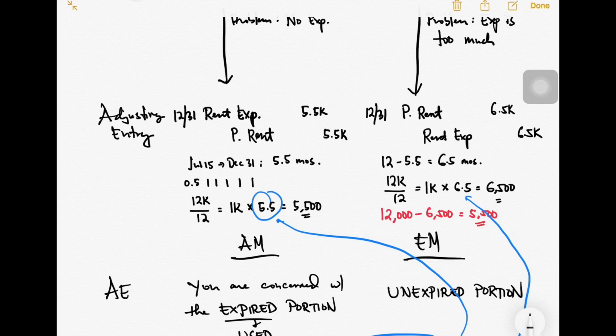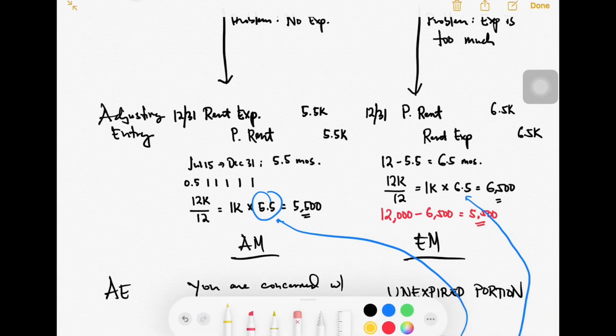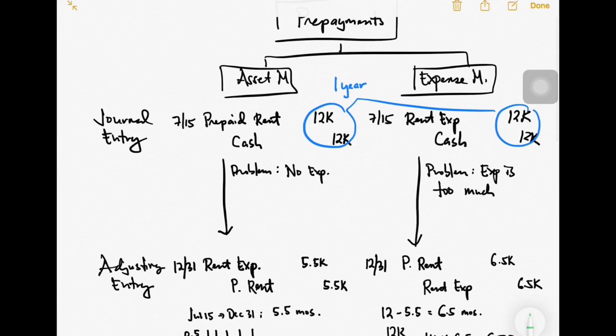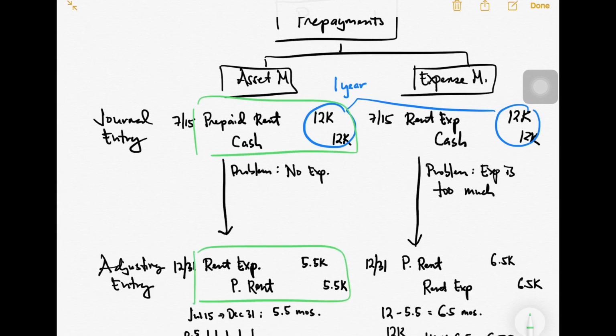And now let me compare the amounts under both methods. They're actually the same. So let's use first the one under asset method, this one and this one. For the amount of cash, it's negative 12,000 because it's deducted, it's credited. While for the amount of prepaid rent, you have 12,000 minus 5,500, so that's 6,500, right? And then for the rent expense, that's 5,500.